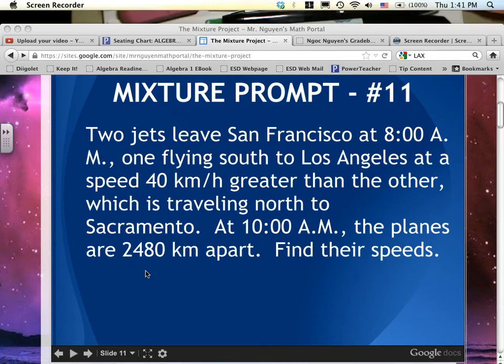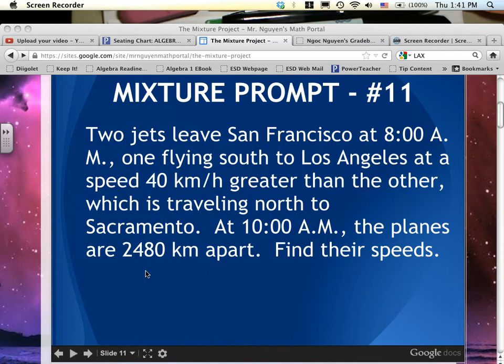Here's the problem. Two jets leave San Francisco at 8 a.m., one flying south to LA at a speed 40 kilometers per hour greater than the other, which is traveling north to Sacramento. Based on that first sentence, listen carefully, you know we have two objects, right? One going to the north, one going to the south.